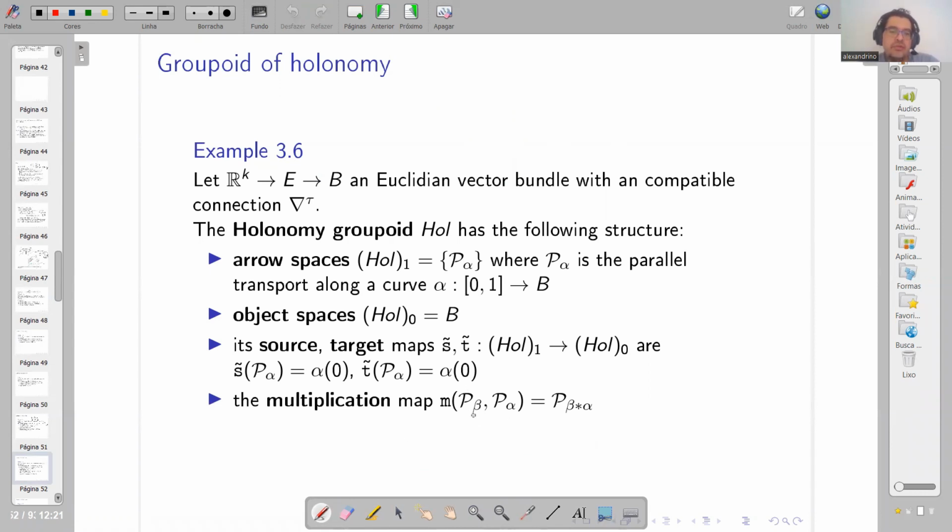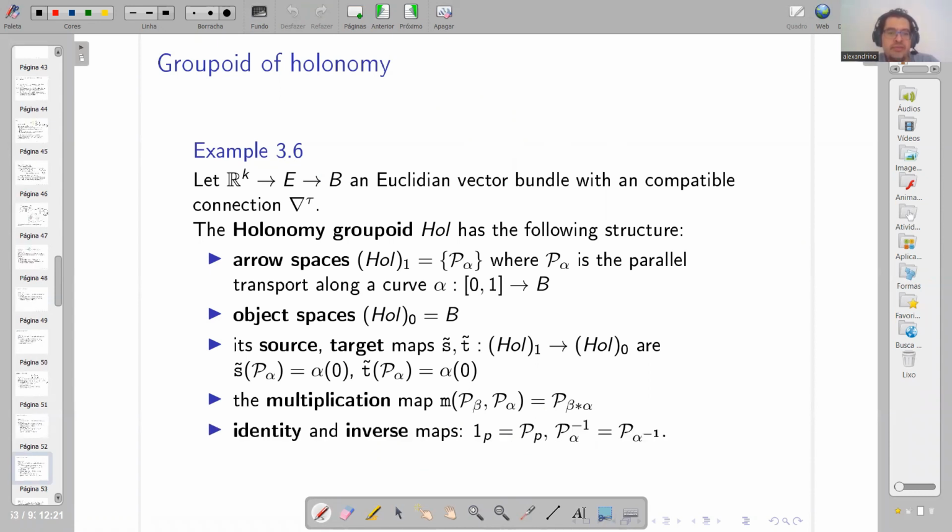In our case, a multiplication is just the composition of parallel transports, and the identity is just a curve that is a point, and the inverse can be constructed if we consider the inverse of the curve, okay?